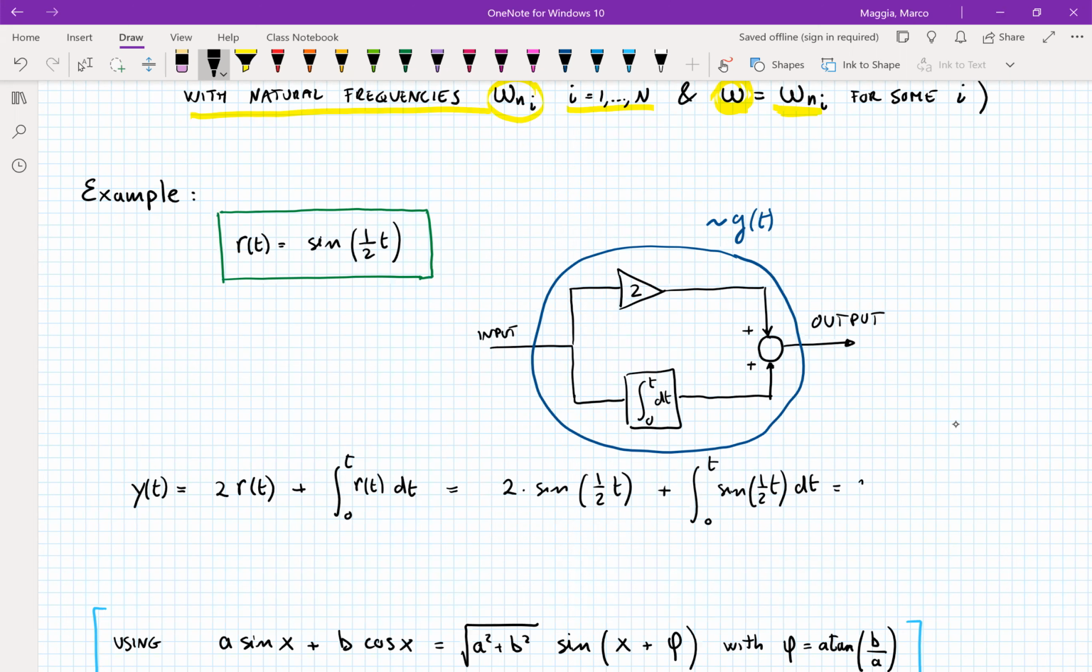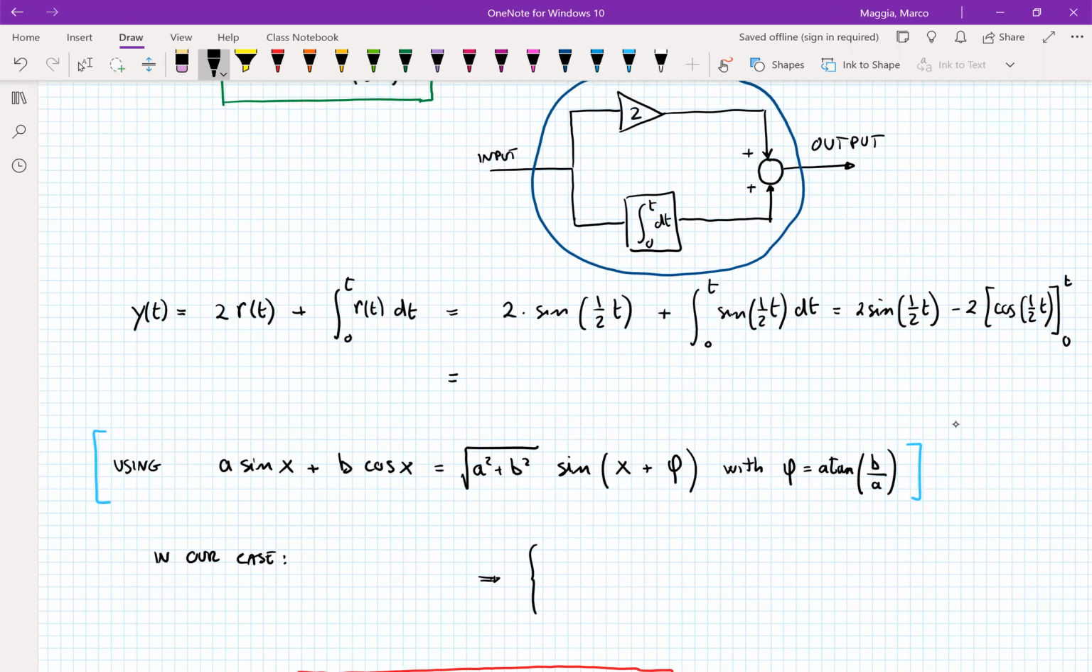So this is equal to 2 sine of 1/2 t, and now the integral of sine of 1/2 t is minus 2 cosine of 1/2 t, and then this has to be evaluated at 0 and t. So this is equal to 2 sine of 1/2 t minus 2 cosine of 1/2 t plus just a constant 2.